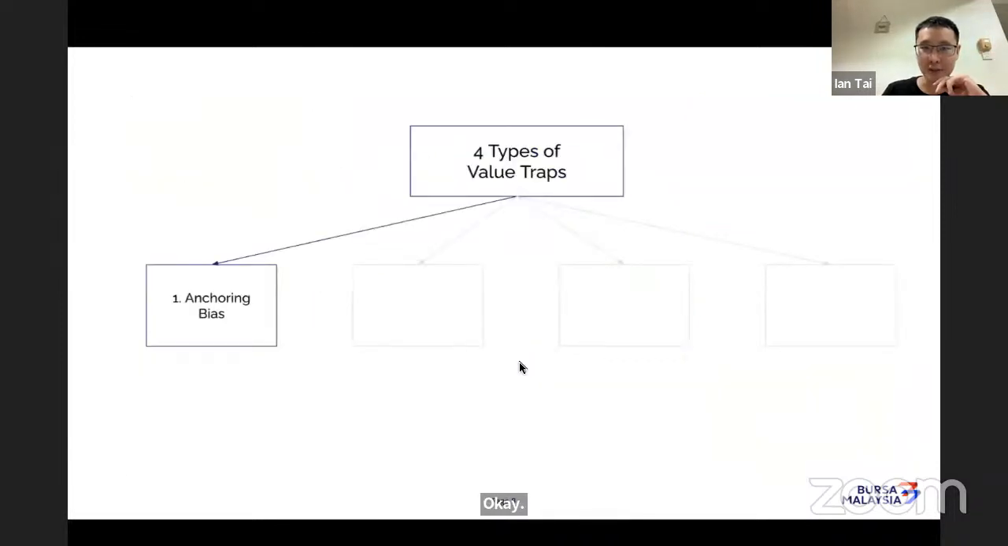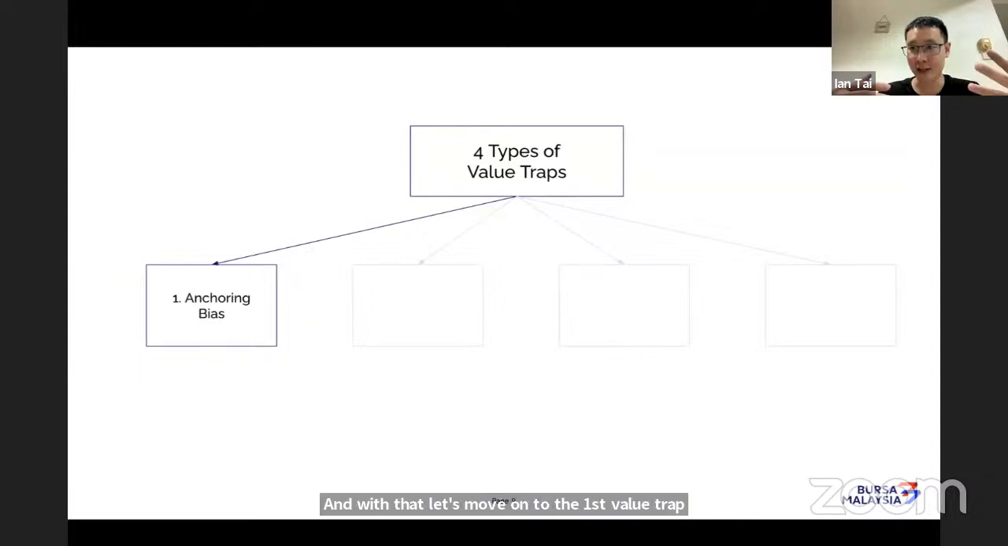Now I'm going to share with you four different types of value traps, how they look, so that all of us can avoid them. And with that, let's move on to the first value trap that I think will be interesting for you guys to know.